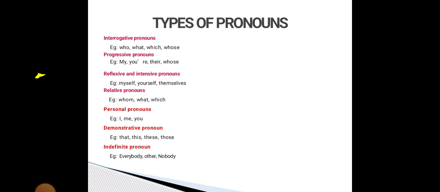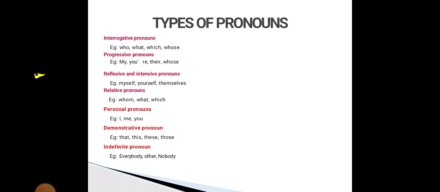First, we can see the types of pronoun one by one. The first one is the interrogative pronoun. What is an interrogative pronoun? An interrogative pronoun is nothing but asking some question. The words present in interrogative pronouns are what, who, which, whose. These words come under interrogative pronoun because they are used for asking questions.